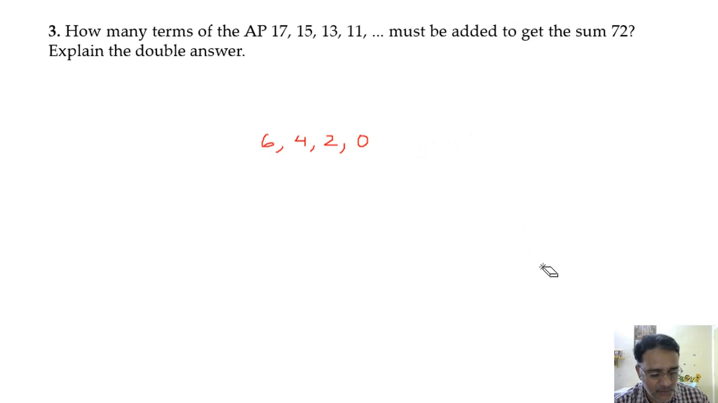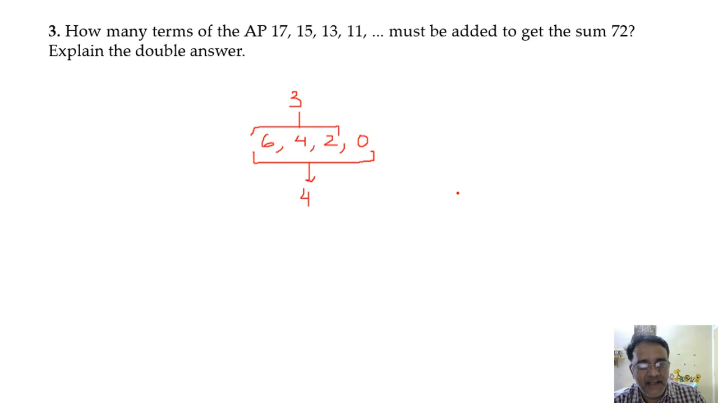What is the sum of these 4 terms? 12. So the sum of 4 terms is 12. n is equal to 4. What is the sum of these three terms? 12. So that means this is true for n equal to 3 also, n equal to 4 also.